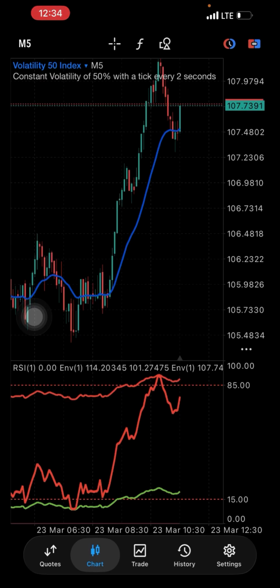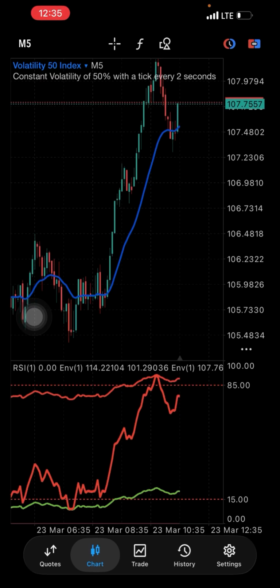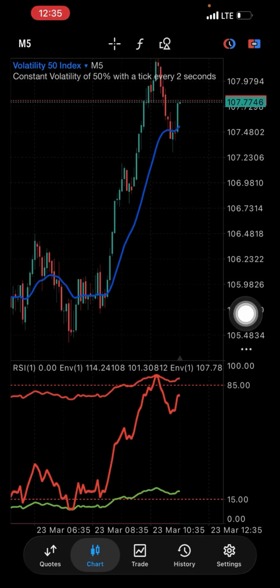So if you are someone out there who finds it confusing when to take an entry, then you can use this strategy to do that. Okay, so that's how the strategy works. It's as simple as that.